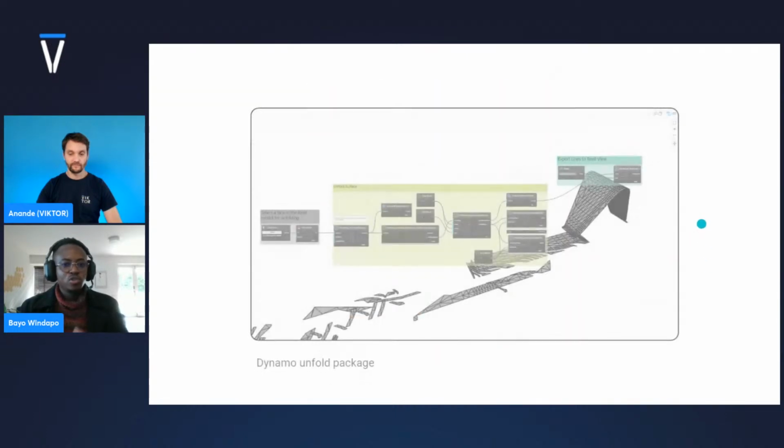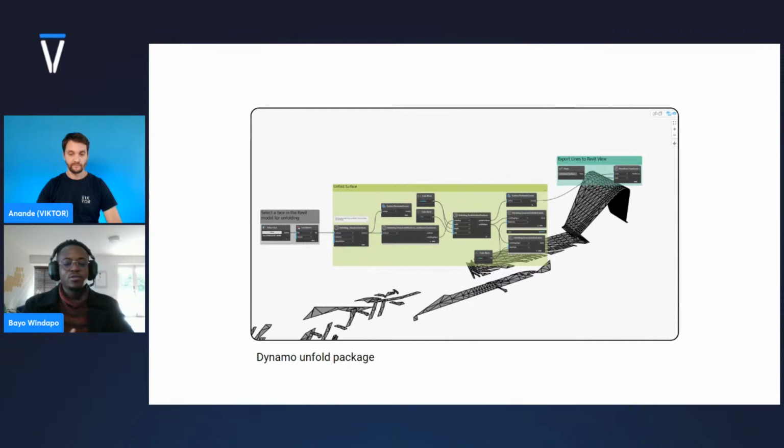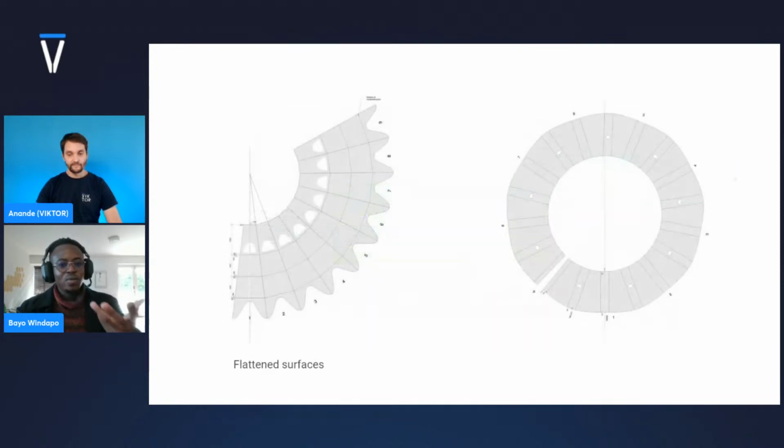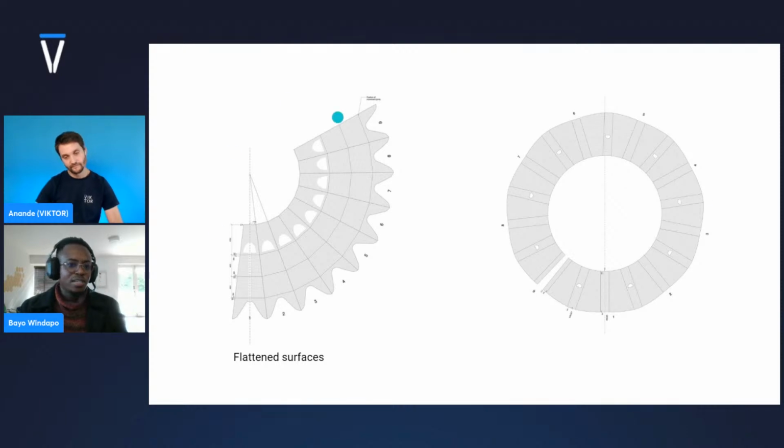So the process was to use Dynamo to get those curved surfaces of the building and flatten them. That's a script that we use to flatten. Using the Dynamo Unfold package, we got the flattened surfaces. We didn't have to do that for the dome because the dome is actually made of flat pieces. But for instance, the lower canopy you saw in the video had to be flattened.